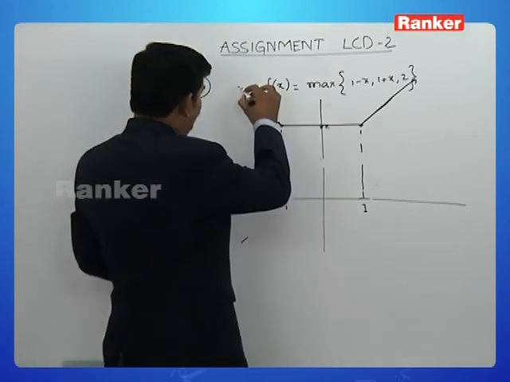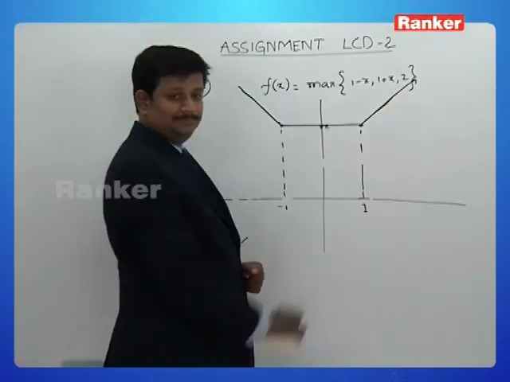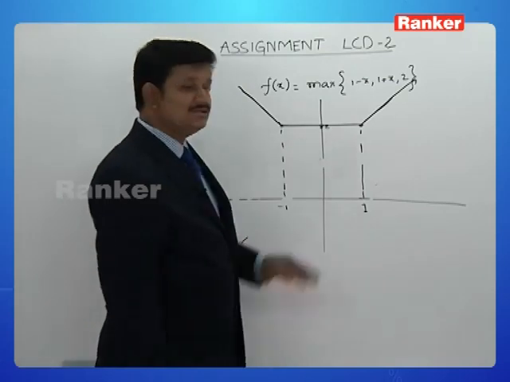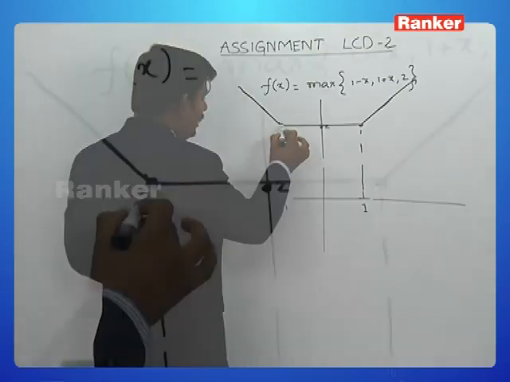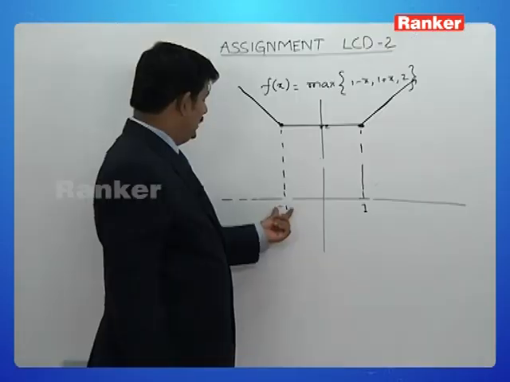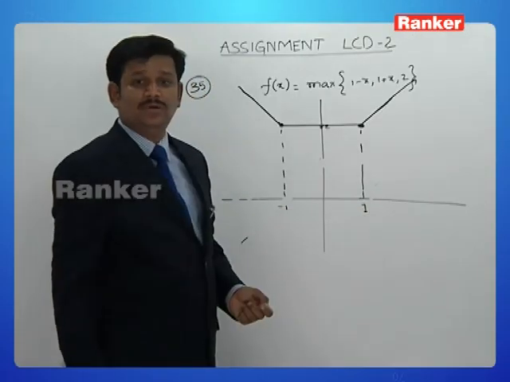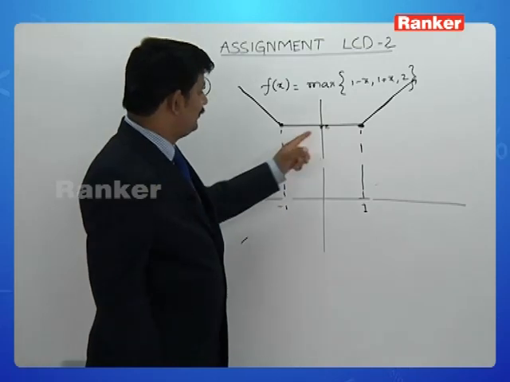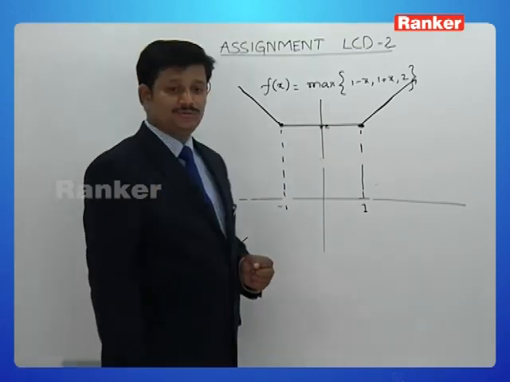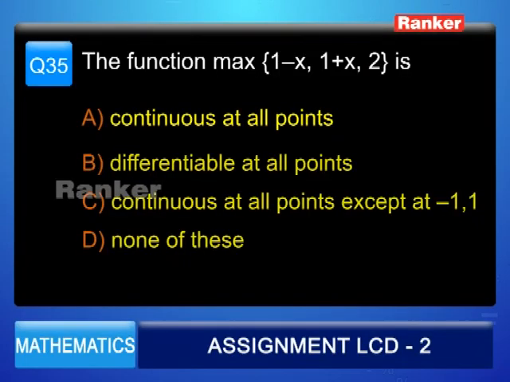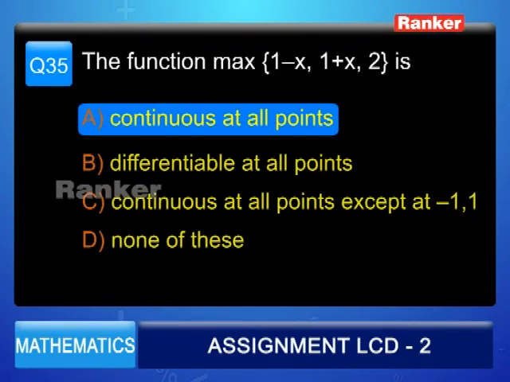We can see, we can draw this graph without lifting the pen. So, this function is a continuous function, it is continuous at all points, and we have sharp points at x equal to minus 1 and x equal to 1. So, the function is not differentiable at minus 1 and plus 1. Answer for this question is the function is continuous at all points, which is answer A.